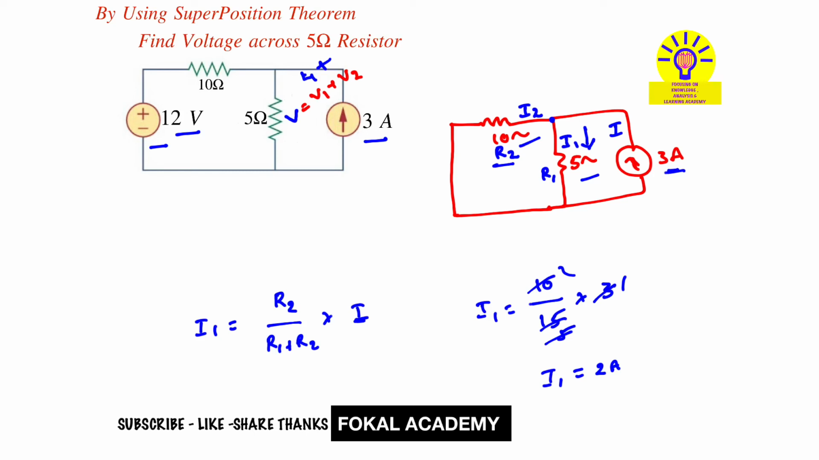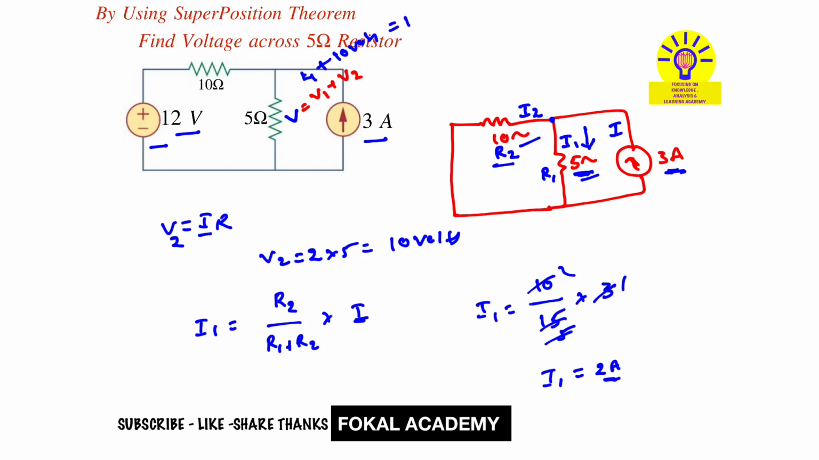According to Ohm's law, we know that V equal to IR. So I is 2 amperes passing through the 5 ohms. So this is the voltage drop across the 5 ohms which is contributed by the 3 ampere source. Let it be V2. So V2 equal to I, 2 amperes, 2 into 5, nothing but 10 volts. So V2 equal to 10 volts.